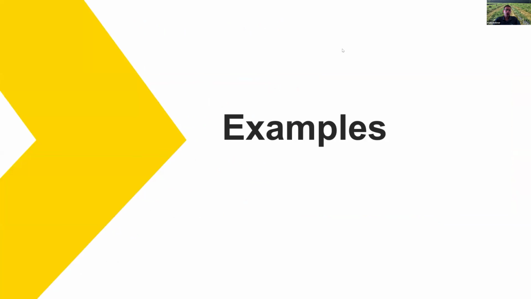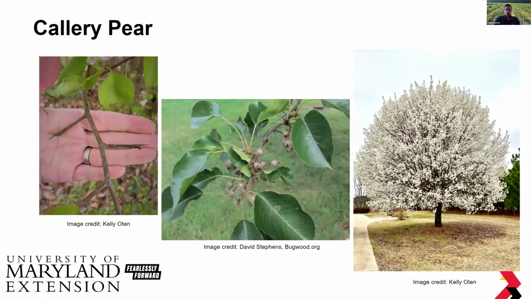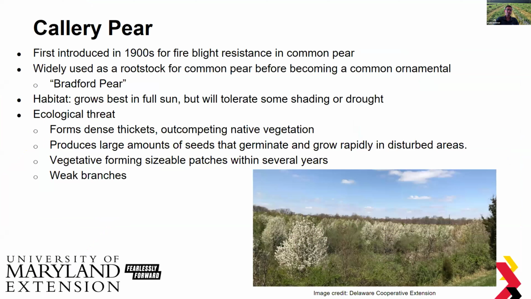So, as I said at the beginning of this presentation, there are a lot of invasive species, but I did want to go through some examples of invasive species we have here in Maryland and cover the different methods to control them. The first species I want to talk about is Callery pear. As you can see from these pictures, Callery pear is a pretty nice, lovely plant to look at.